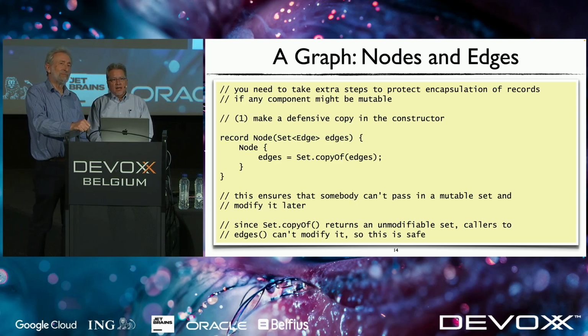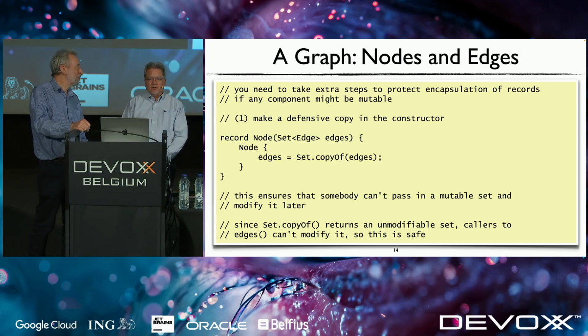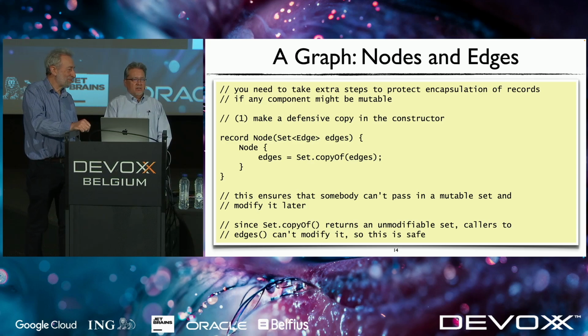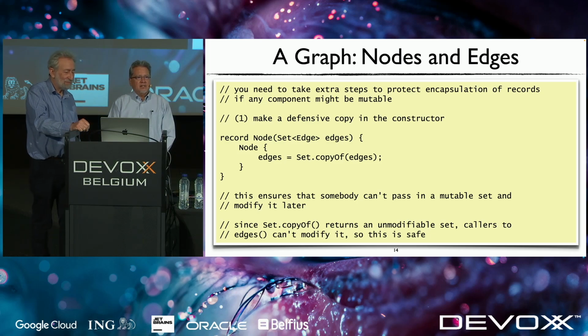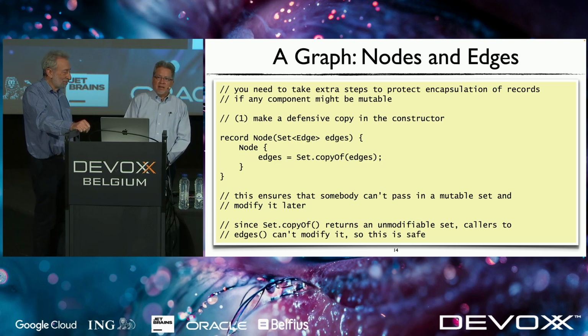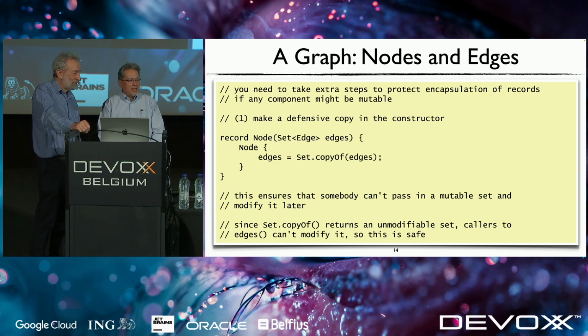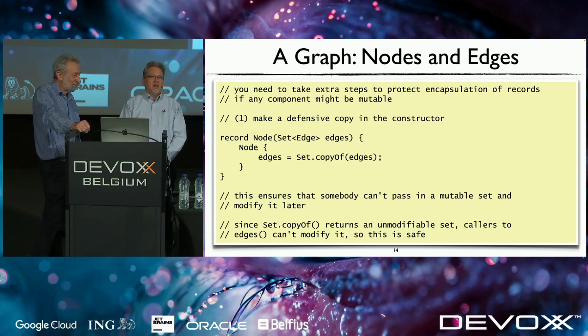the shorthand, this is the shorthand constructor for the record's canonical constructor, which is one that is responsible for initializing all the fields. And so what it does is it takes as a parameter that set of edges that the caller passed in, and it makes a copy of it. And so then it stores that into its own edges field. And so what that means is that this record now has exclusive ownership of the set that it just created.